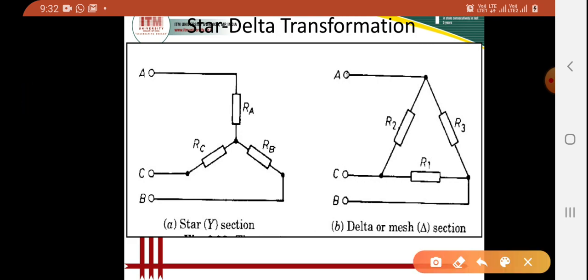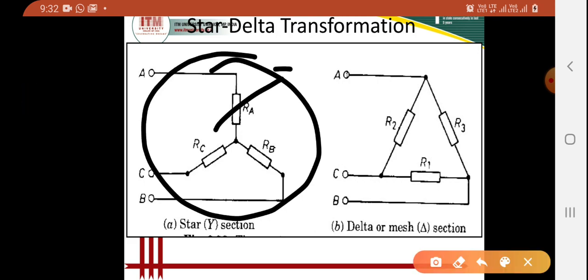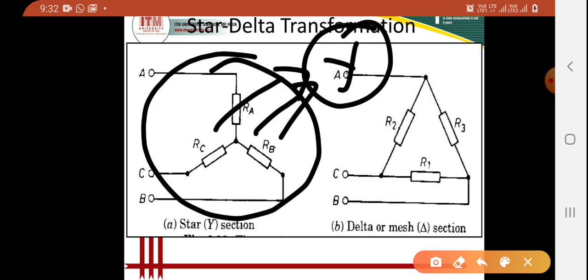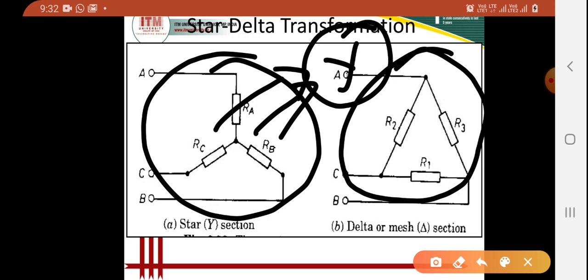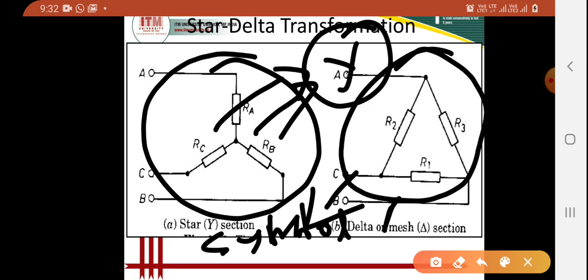This is our star connected network. It has the symbol, the letter Y. When it is delta connected, this is our delta connection, and this network has the symbol of a triangle, that is, delta.